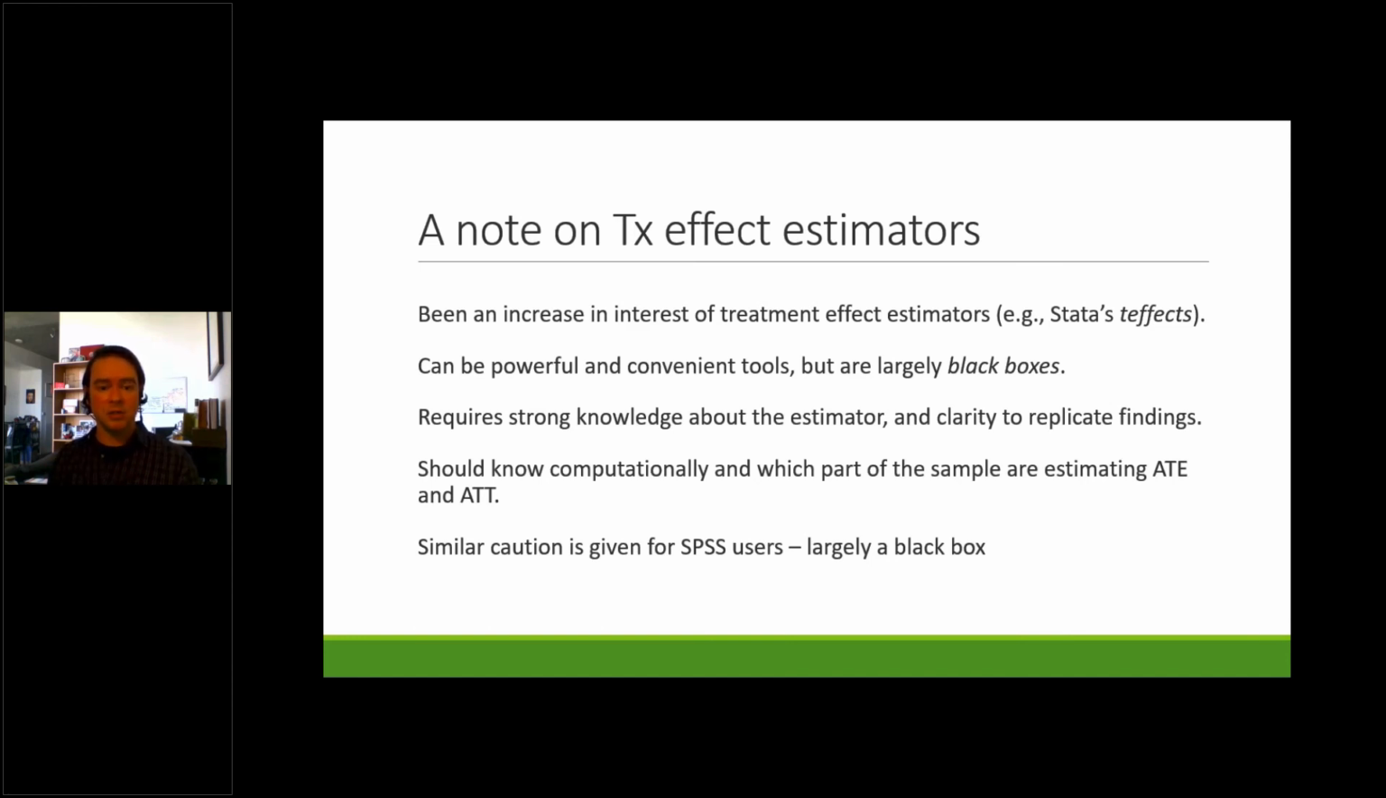A similar caution is given to all those SPSS users out there who are using propensity score modeling in SPSS, because SPSS can largely be a black box as well. It will give you the data set of treated and matched cases, rather, all the matched cases, but what happened to everybody that we lost? And this is part of the problem, right? We don't know what happened with all those trimmed cases.